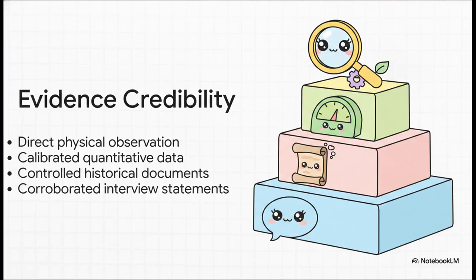When evaluating reliability, auditors use a hierarchy of credibility. The absolute gold standard at the very top: direct physical observation. Seeing that physical waste segregation happen in real time is the absolute strongest proof you can get. Next down is calibrated quantitative data, like lab results. Third is controlled historical documents. And finally, corroborated interview statements. Interviews are fantastic for context, but they must be backed up by the higher tiers of evidence.